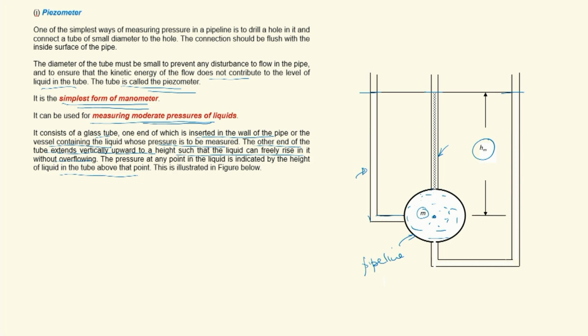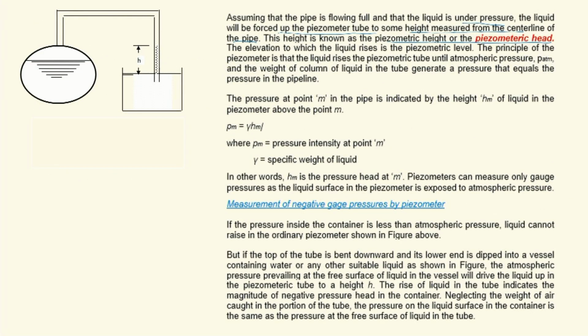Till the pressure at the free surface of the liquid inside the tube is atmospheric pressure. So here the pressure is atmospheric pressure. Here everywhere it is atmospheric pressure. And what you are measuring, the pressure head, this HM, is the gauge pressure. Gauge pressure head in fact. It is pressure head in excess of atmospheric pressure. So we call this as piezometric height or piezometric head. So the elevation to which the liquid rises is the piezometric level.